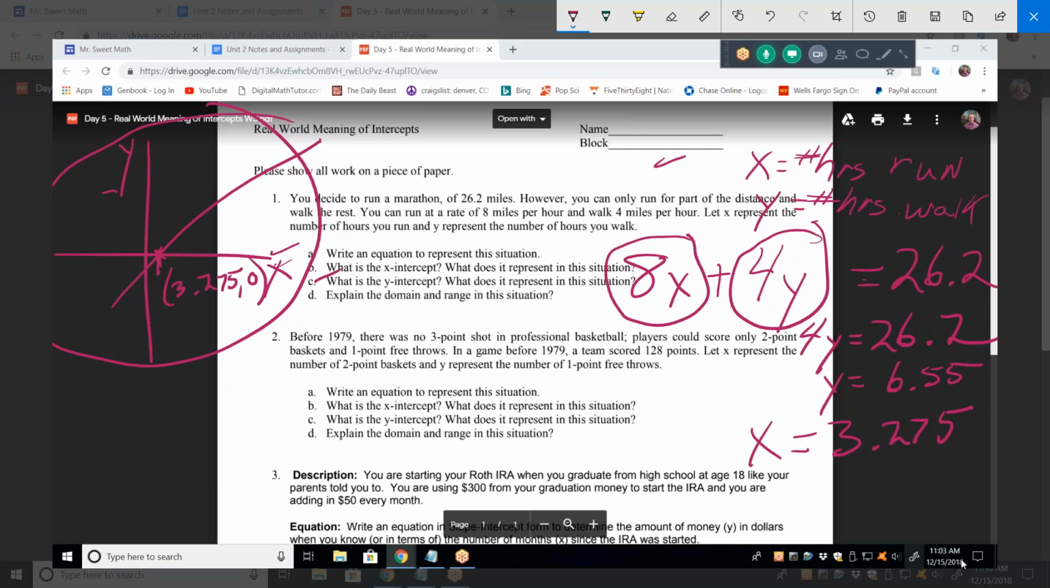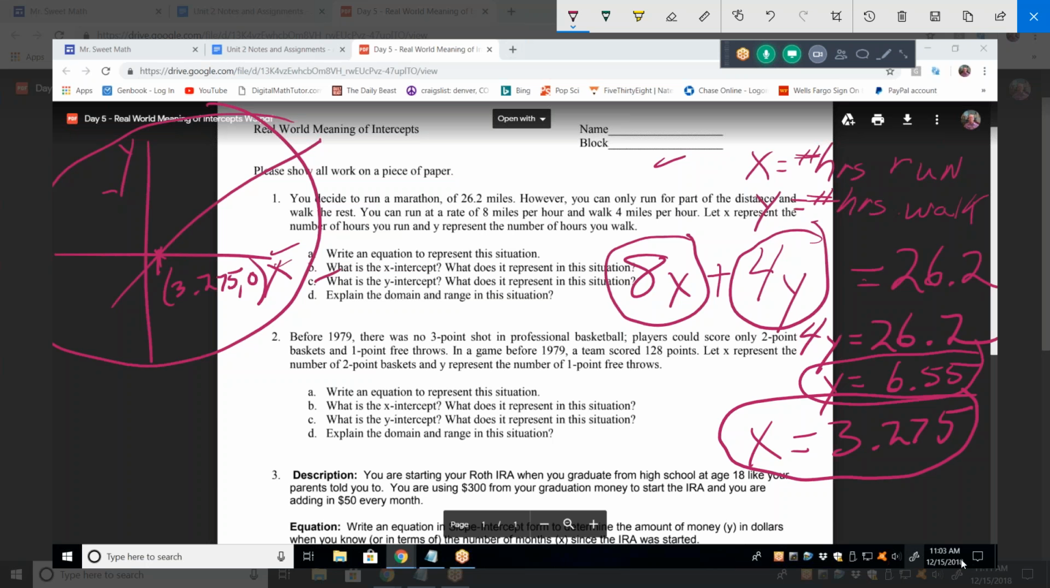So 0.55 hours is going to be a little bit more than 30 minutes. But the fact is, we don't really need to put it in hours and minutes. In other words, 6.55 hours is a good answer. So we know that if you ran the whole way, it would take you 3.275 hours. If you walked the whole way, it would take you 6.55 hours.